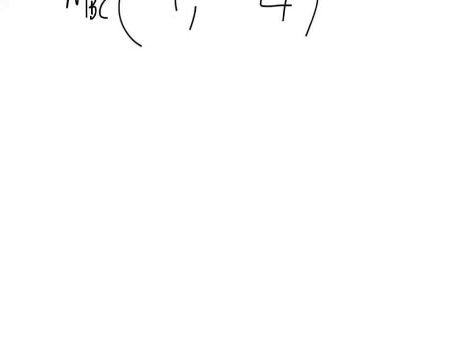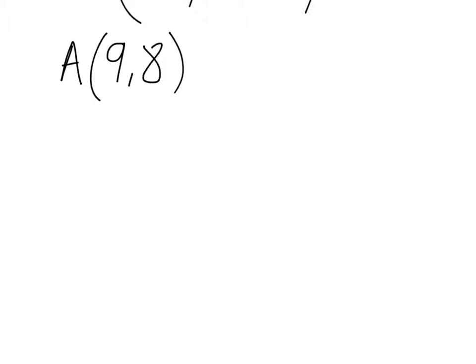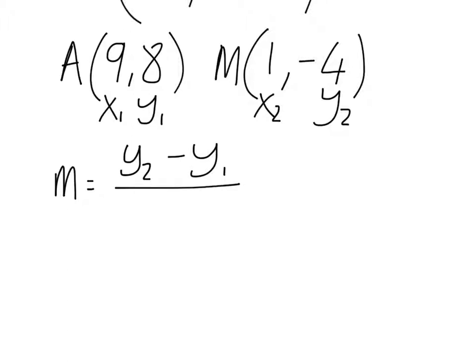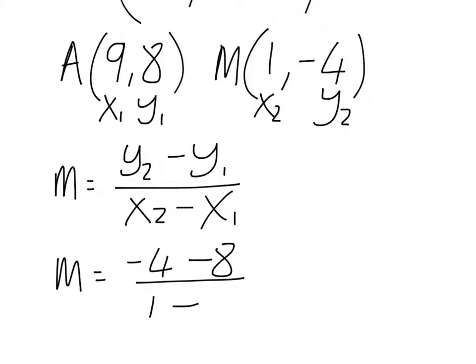That gives us a second point on our median line, which we can use to work out the gradient of the line. So A, the point we had already, was 9, 8, and our new midpoint m is 1, minus 4. So this is x1 and y1 and x2 and y2. Substituting into the gradient formula now, so m, the gradient, is y2 minus y1 over x2 minus x1. So that's negative 4, take away 8, over 1 minus 9.